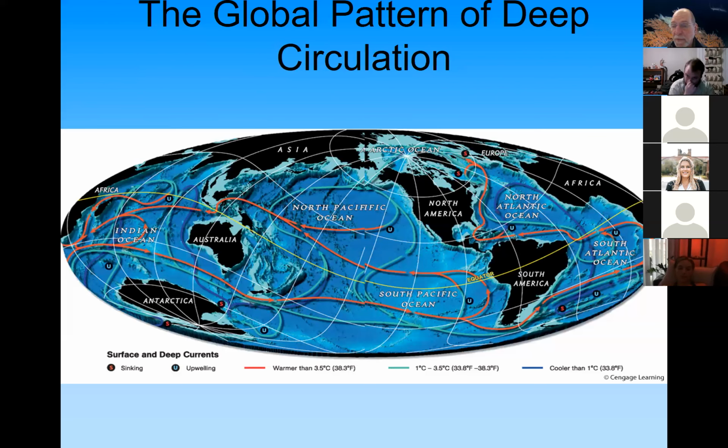And so oceanographers are very concerned now with trying to measure the strength of this overturning circulation. People are saying that the Gulf Stream may be slowing, that there may be less deep water formation, and we don't know that for sure. But if that were the case, there would be major impacts on global climate conditions.